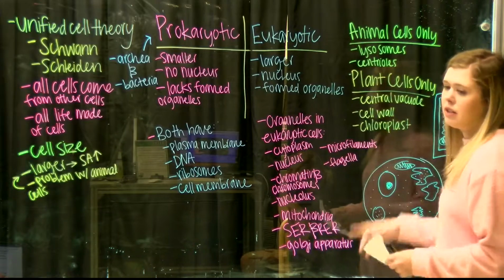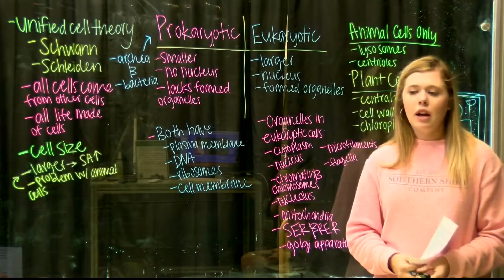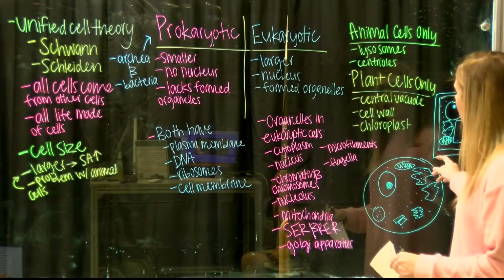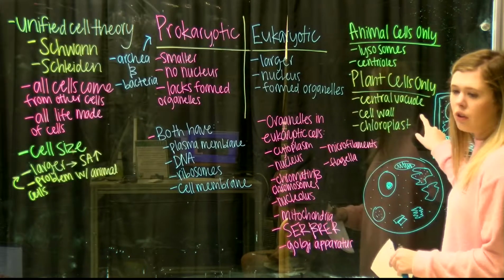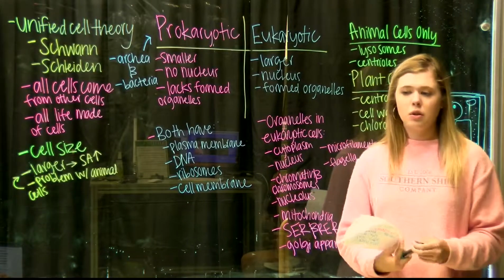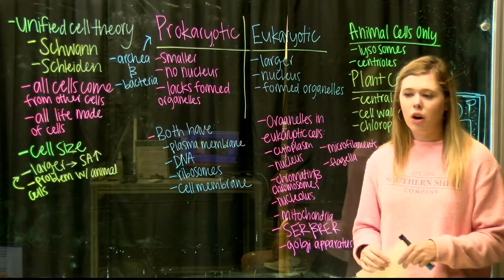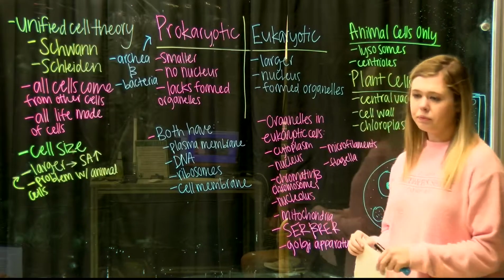The chloroplast has its own DNA and ribosomes, and it carries out photosynthesis for the plant cells. And then the central vacuole contains lots of water, and it stores lots of things, and it also maintains rigidity in the cell wall that helps plants stand up.